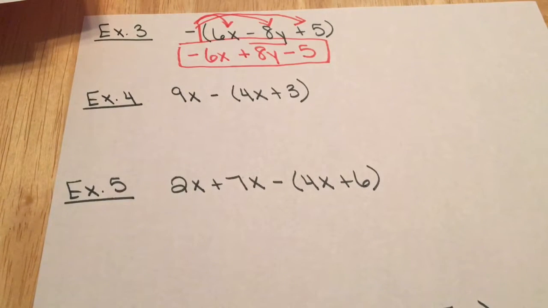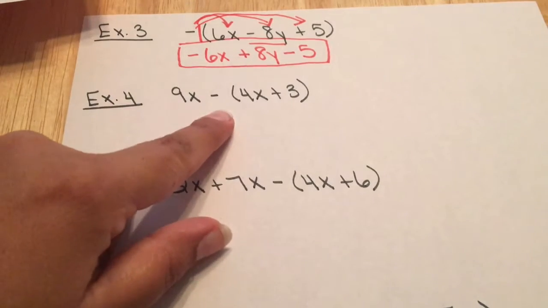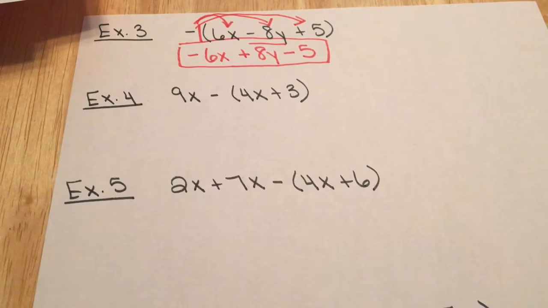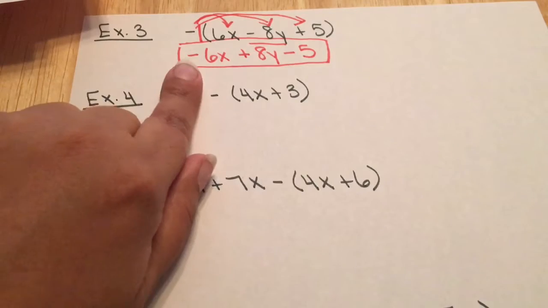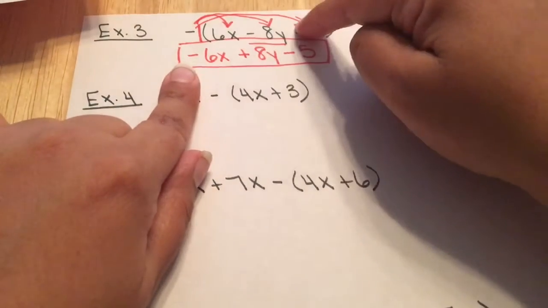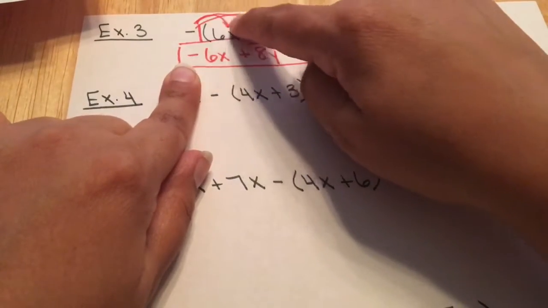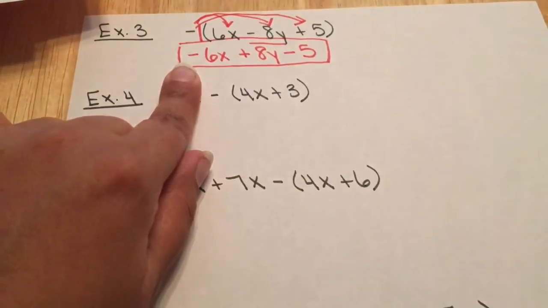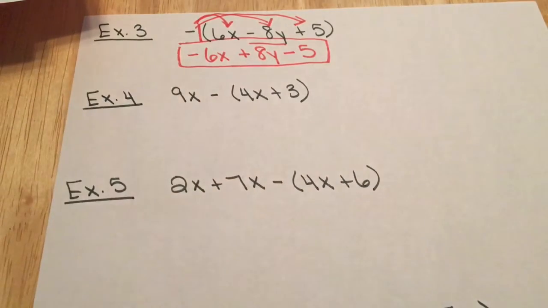So let's look at example 4. We have 9x minus 4x plus 3. Much like example 3, we notice if I cover up that 9x that it's just like the one above it. All I need to do is distribute that negative to each of the terms inside my parentheses. So that's what I'm going to start doing first.